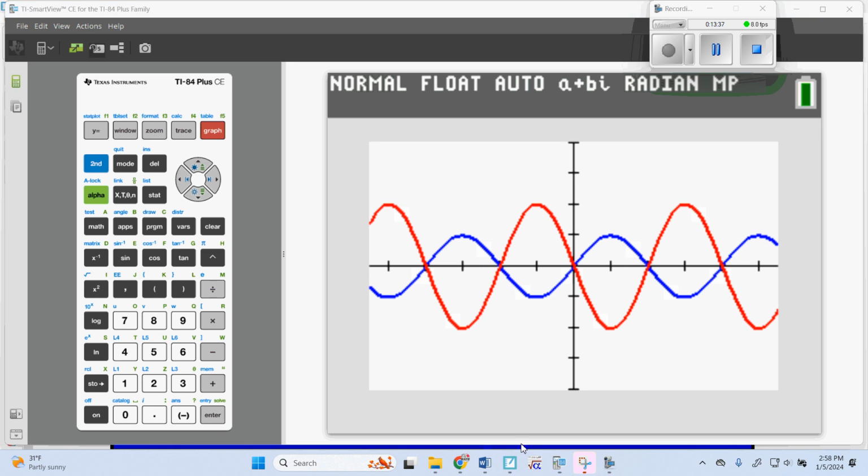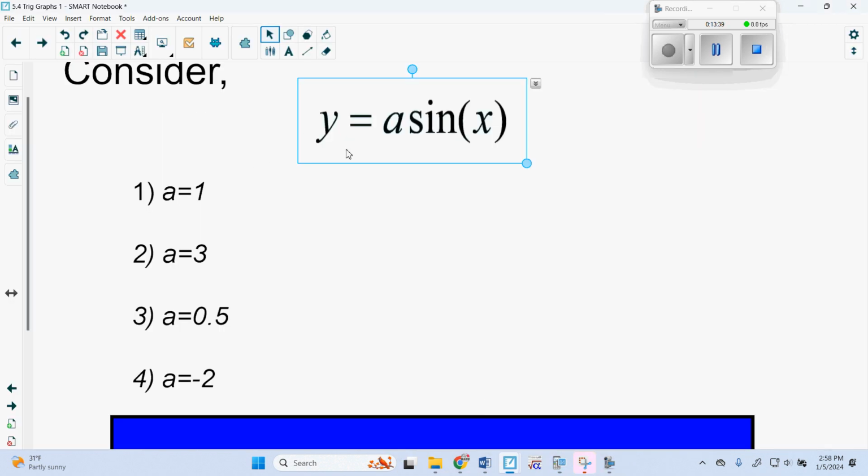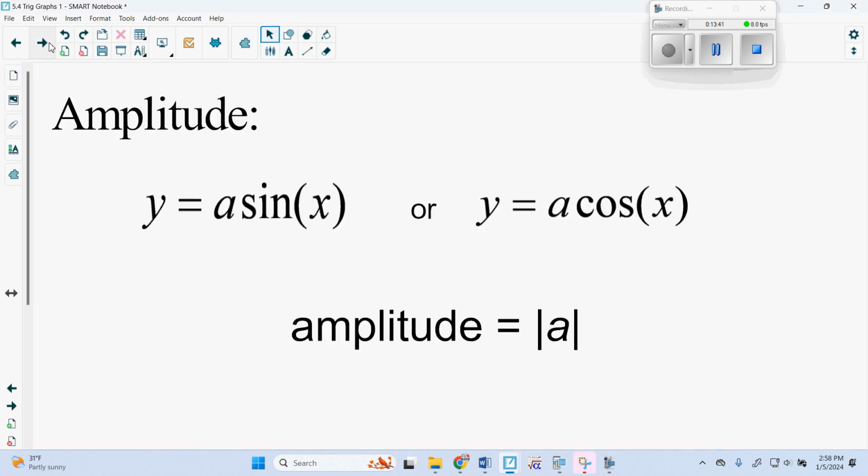So the first thing we want to talk about with our graphs is this number in front. And this number in front is called the amplitude. This changes the amplitude, which is the peaks and the valleys. How high the peaks and the valleys go.